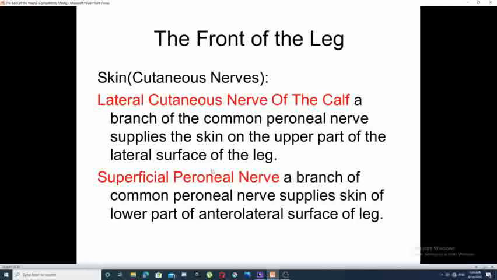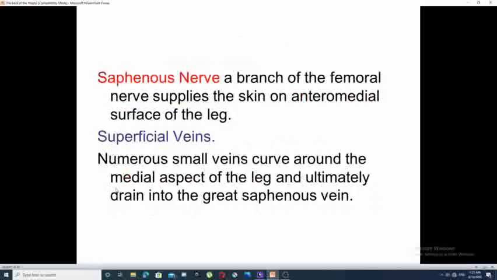Skin. The skin of the front of the leg is supplied by the following nerves. First, the lateral cutaneous nerve of the calf, which is a branch of the common peroneal nerve, and from its name it supplies the skin over the upper part of the lateral surface of the leg. Second is the superficial peroneal nerve, which is a branch of the common peroneal nerve and supplies the skin over the lower part of the anterior and lateral surface of the leg. Third is the saphenous nerve, which is a branch of the femoral nerve and supplies the skin on the anterior and medial surface of the leg.